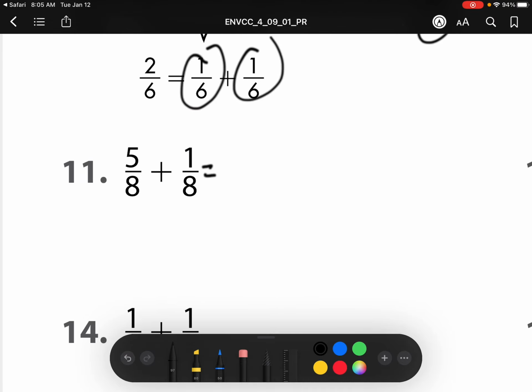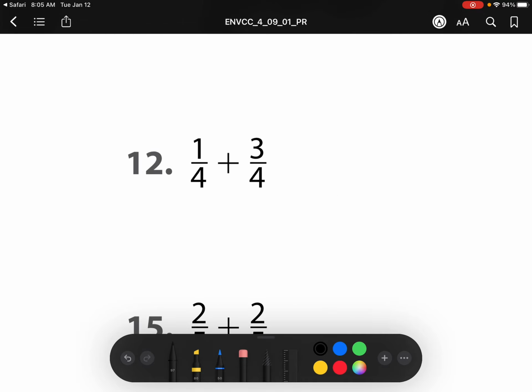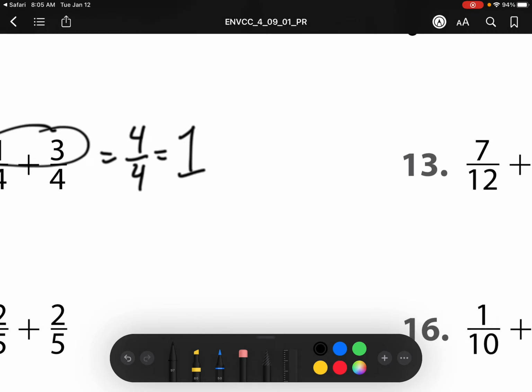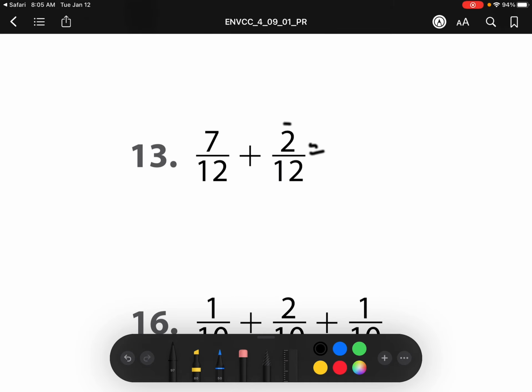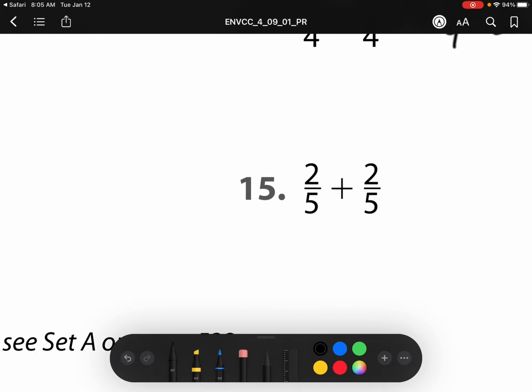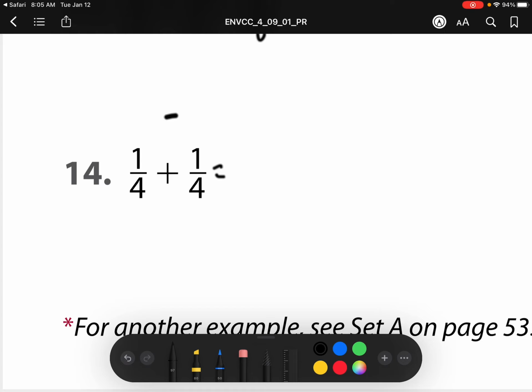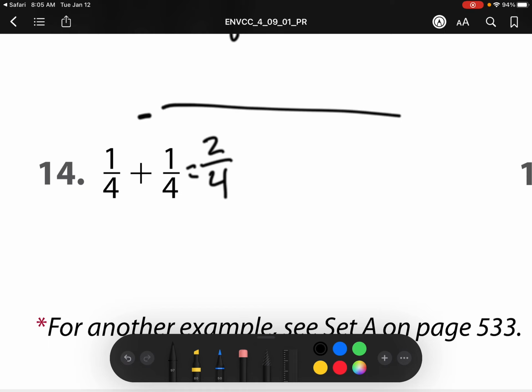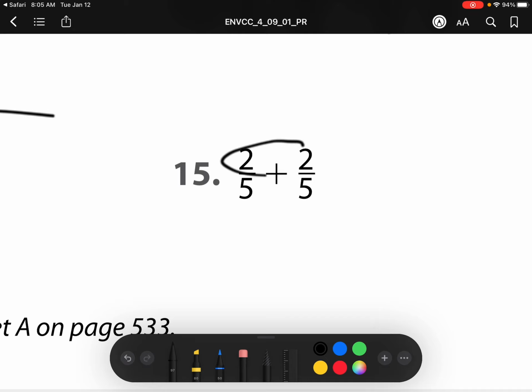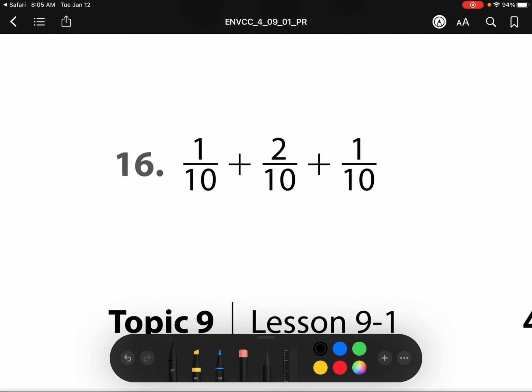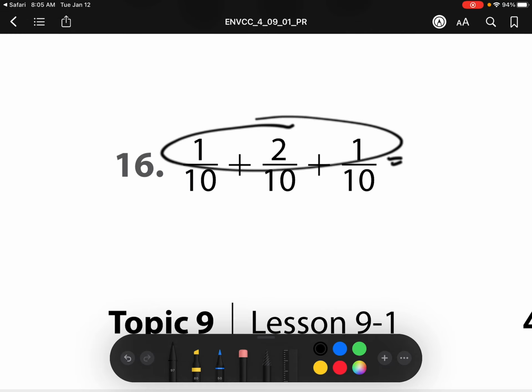Number 11, remember we add our numerators together, so we get 6/8. Number 12, add those numerators together, we get 4/4, which maybe you recognize as 1 whole. Number 13, when we add our numerators, we get 9/12. And our last row, we add our numerators together, we get 2/4. Number 15, we add those numerators together, 2 plus 2 equals 4, and then the denominator stays the same. For number 16, remember we add our numerators together, the denominator, that bottom number, stays the same.